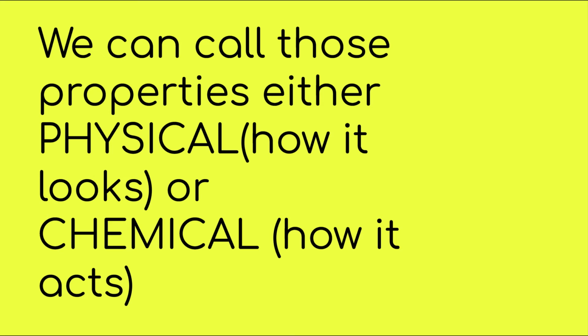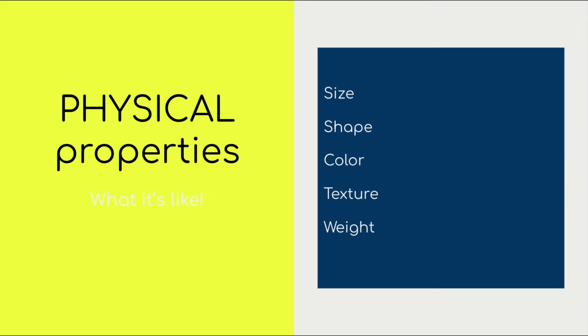Now, those properties, when we describe things, they fall into two main categories. So either we describe things being physical or we describe them being chemical. If we describe its physical properties, we're describing what it's like, how it looks. Okay, but chemical, that's different. That's how it behaves or how it acts. That we have to test in a more detailed or more scientific way. Okay, but physical properties, that's what it's like: size, shape, color, texture, or weight.